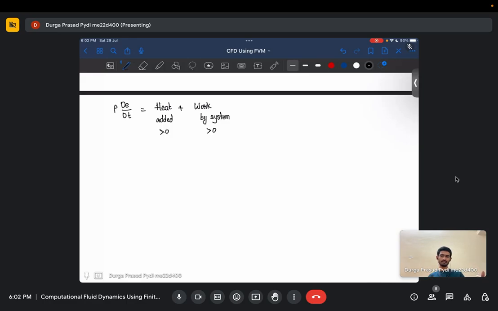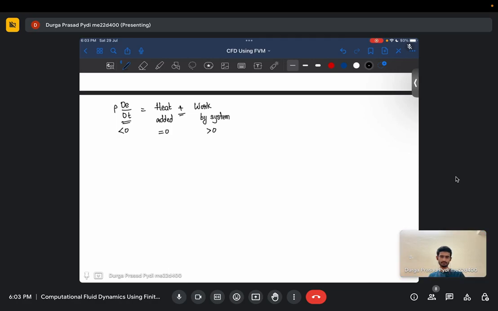In that particular scenario, I think you got it right. If work is being done by the system, it has to use its own internal energy to do the work. By the notation you are following, dE by dt will be less than 0 if work is being done by the system. So when heat added to the system is 0, your LHS is negative, but if you use a plus over here, your RHS will be positive. So the equation is not consistent, right?